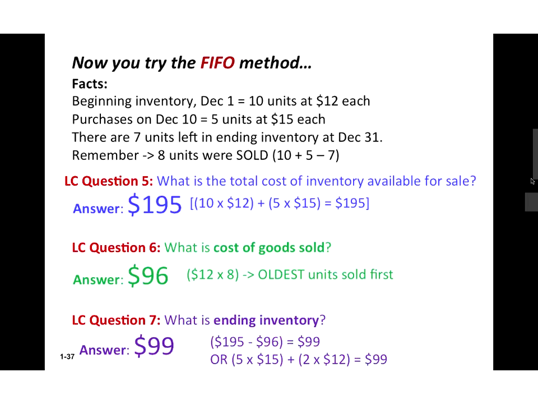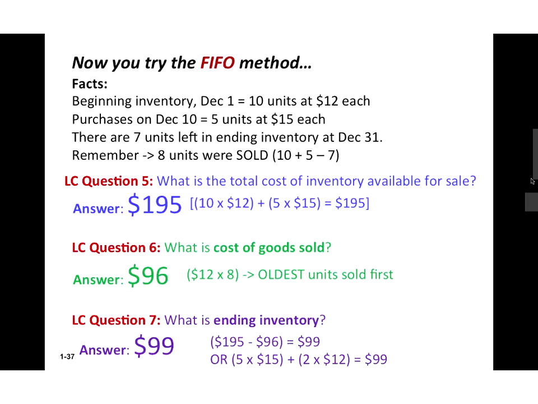The other way we could have done it, if we're trying to get ending inventory, under FIFO, if we're selling our oldest units, that means our ending inventory has to be our newest units. So our ending inventory, we have 7 units left in ending inventory. So that has to be our newest units under FIFO. So 7 units, I go to my purchases are my newest units. I have 5 units I purchased at $15. So I would have all 5 of those still in ending inventory.